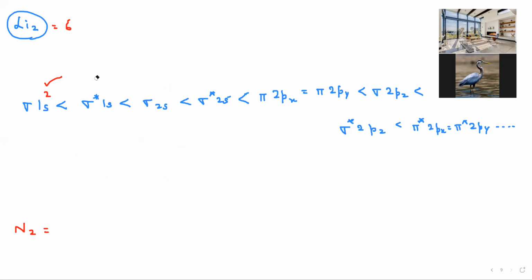Bond order is equal to half times the bracket of total bonding electrons minus anti-bonding electrons. Yes, I'm writing it: bonding electrons and anti-bonding electrons.